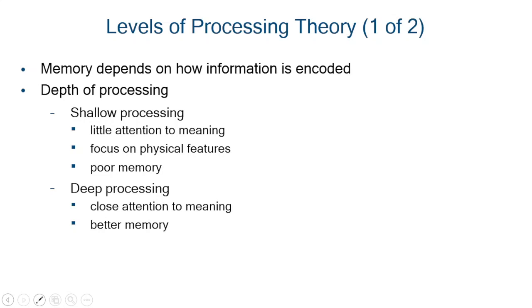So, we have two types of processing. The first one is the shallow processing, wherein we pay little attention to the meaning of the information or the data that we have to encode. And then we also focus only on the physical features of this thing, and that results to poor memory.